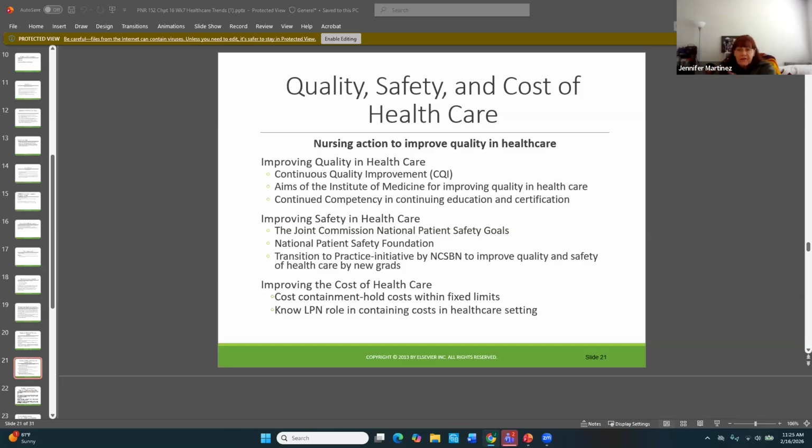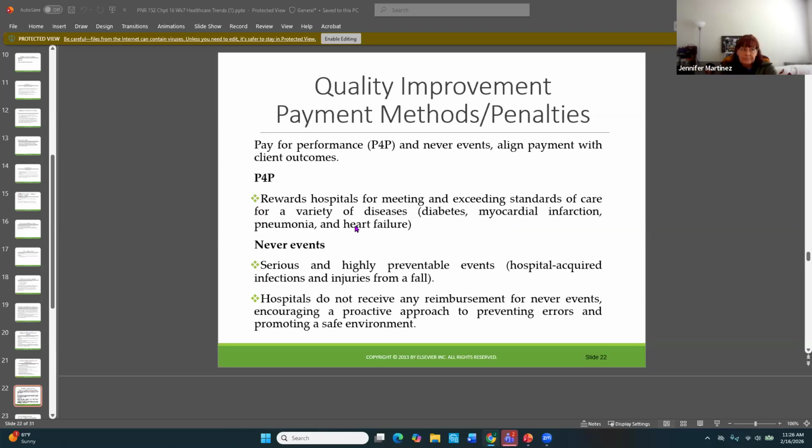Make sure that we're meeting the client's needs so that they are satisfied with their care as well. We're the ones that spend the most time with our clients, right? So we want to make sure that we do the best that we can.